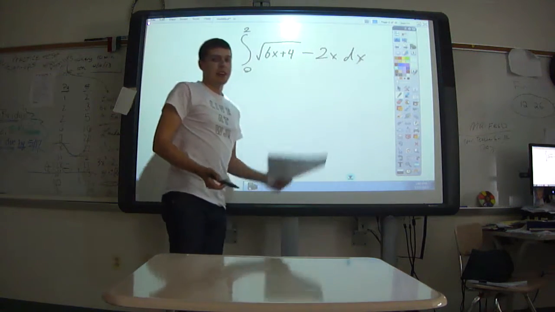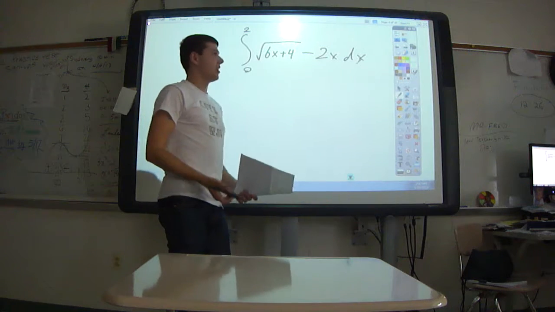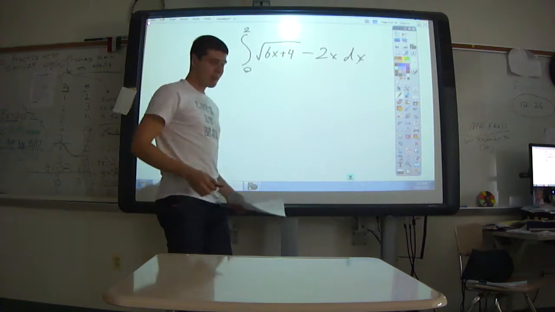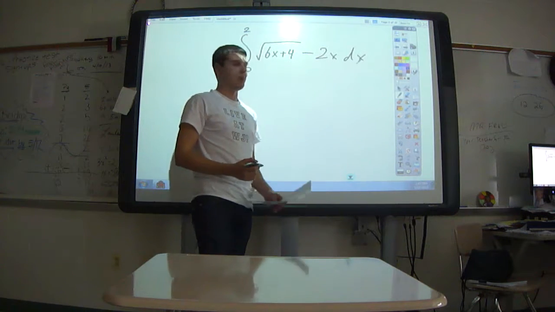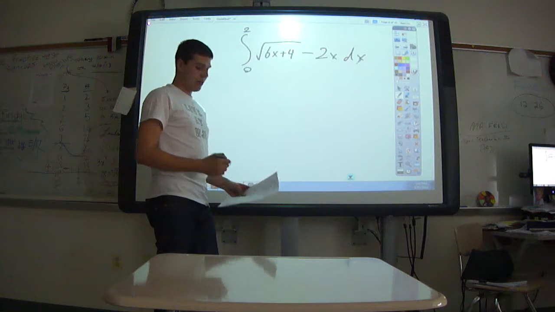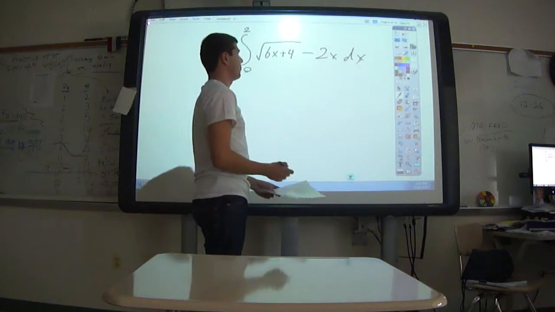Now you always got to remember to write a dx, because everything is in terms of x, so you know you're taking the integral with respect to x. They're really stingy about that on the AP exam. So now we just integrate. Now I do have the answer in hand, but just for you I'm going to do this out by hand, just so you can see how this works out.